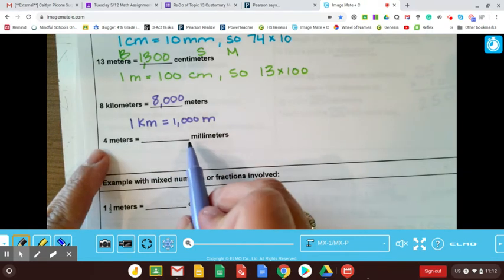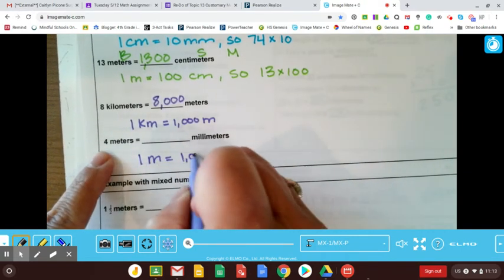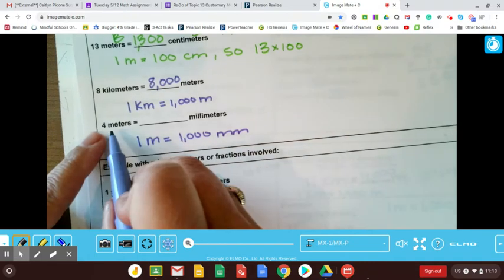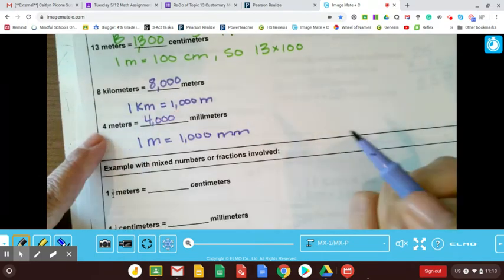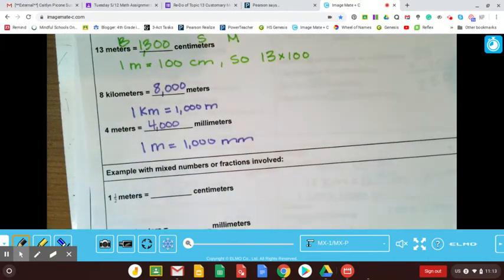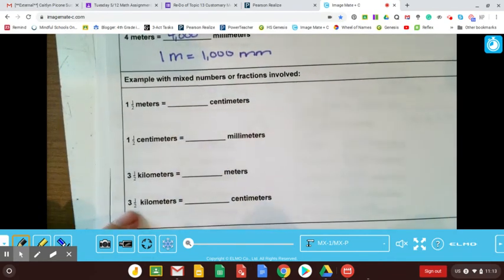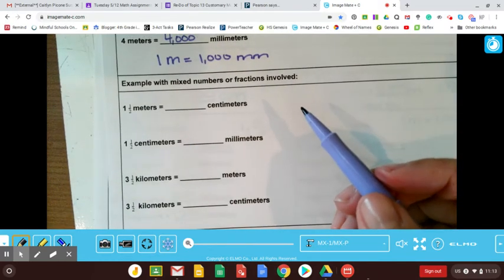And we have 4 meters equals how many millimeters? Well, in 1 meter, we have 1,000 millimeters. If you don't believe me, look right up here. So I'm going to multiply 4 meters by 1,000. It's going to be 4,000 millimeters. So see how easy that is? I feel like multiplying by powers of 10 is just so much easier than the customary conversions we were doing. Even when it comes to mixed numbers, it's still pretty easy. It's not quite as hard.